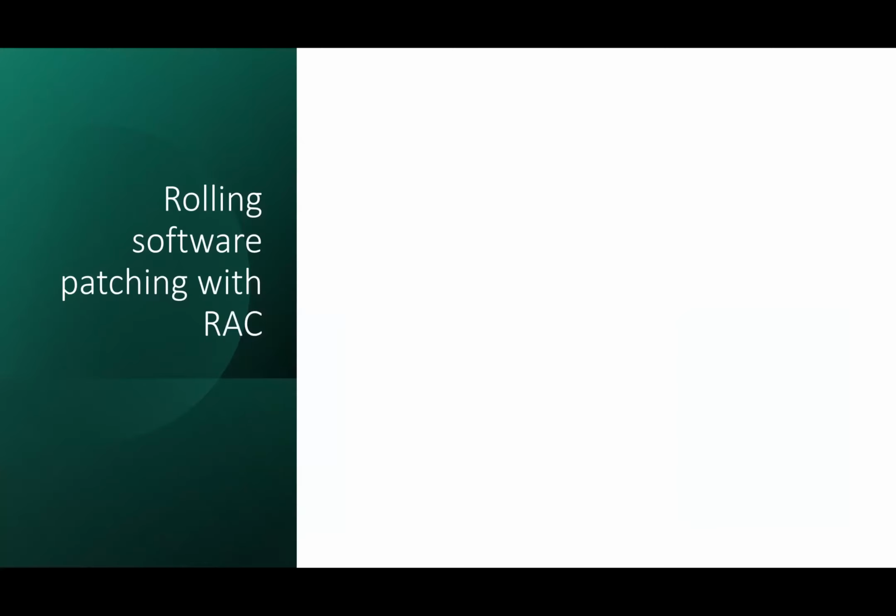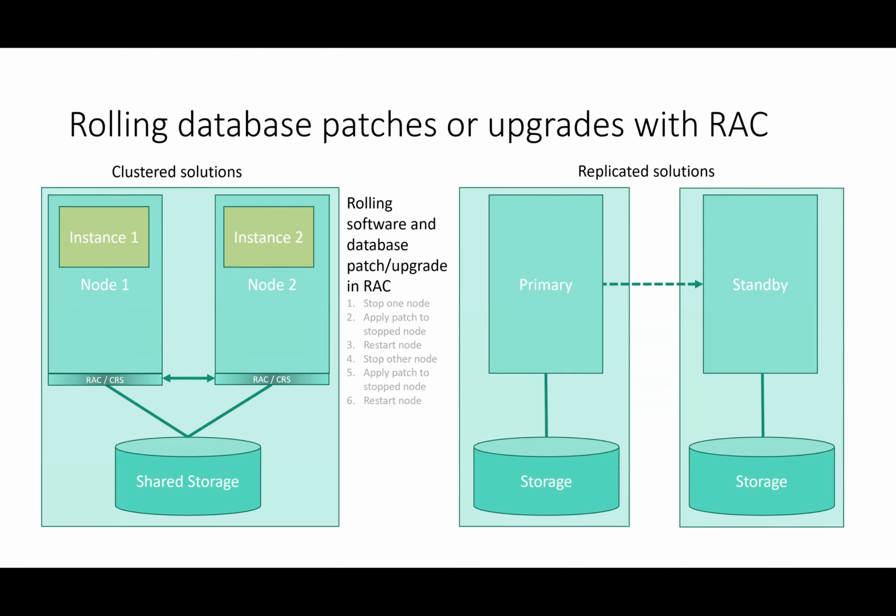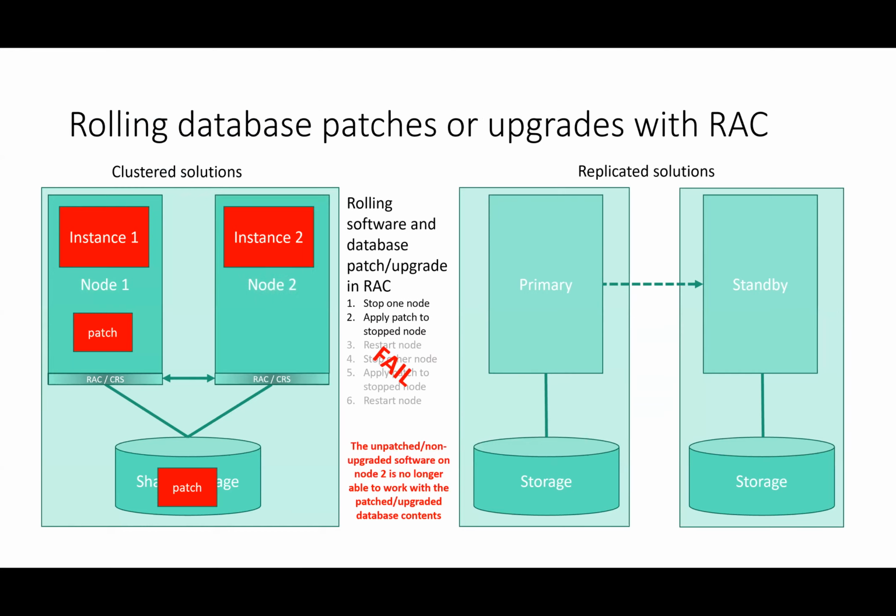But what happens when we try to do database patches with RAC? With database patching, we try to do a rolling upgrade again. We take down instance 1, we apply the patch to the software, RDBMS, hardware, OS, and something in the database as well. Now, what happens to instance 2 when that patch hits the shared database? Instance 2 fails. It's physically not possible to do certain patches with RAC.